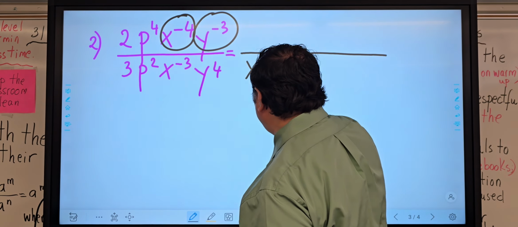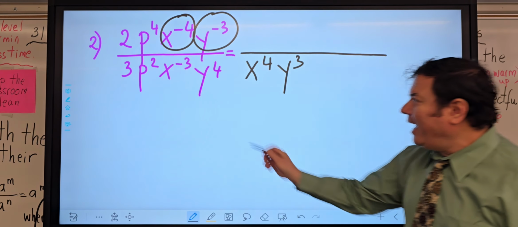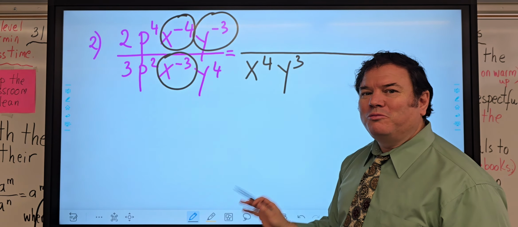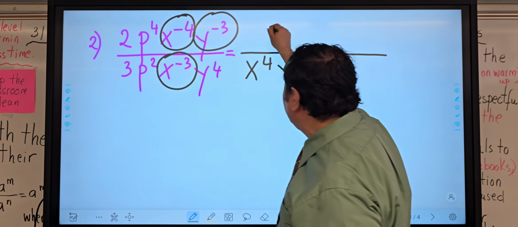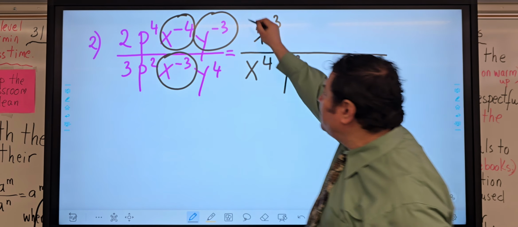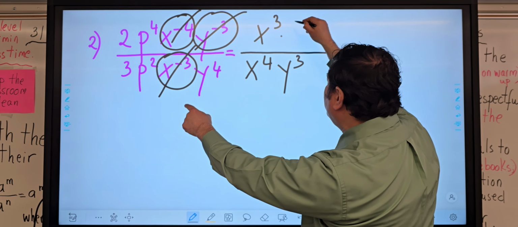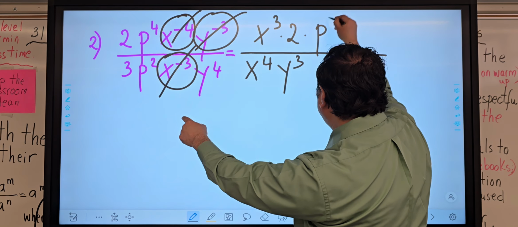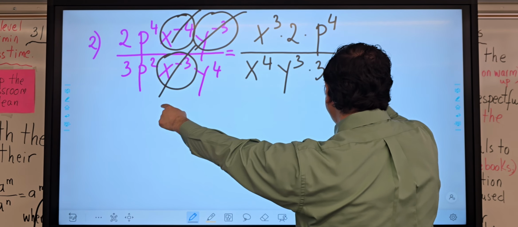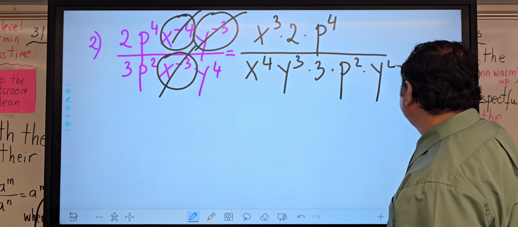So now we have a to the 4th, y to the 3rd power, okay? And x to the negative 3, it's unhappy on the bottom. So now we are going to move it to the numerator and it becomes happy. X to the 3rd power right there. And we are done with those. Those are done. And the other ones are going to stay in the answer for now. Times 2 times p to the 4th power. And then we have times 3 times p to the 2nd power and times y to the 4th power.